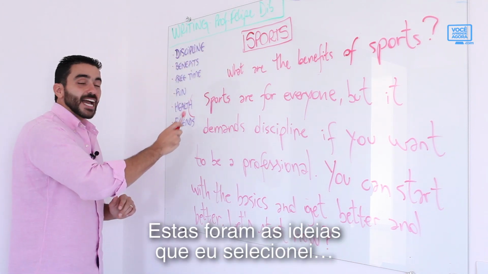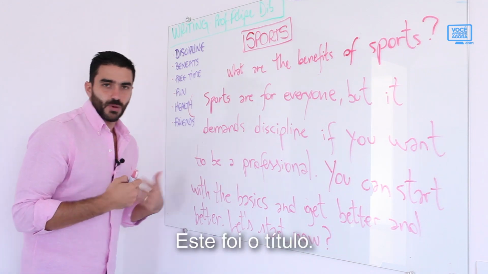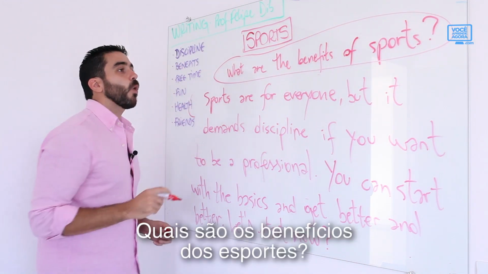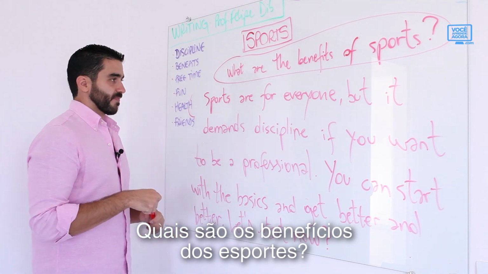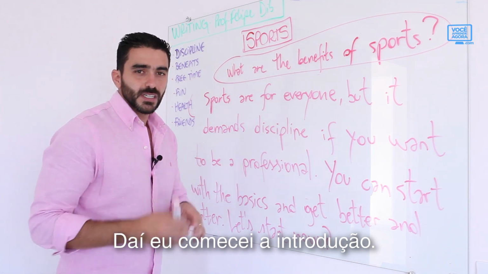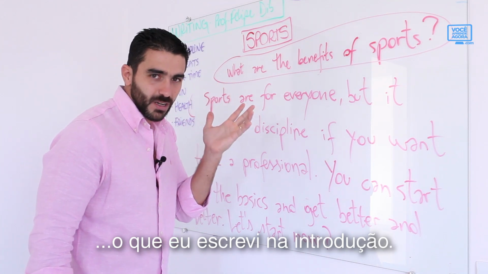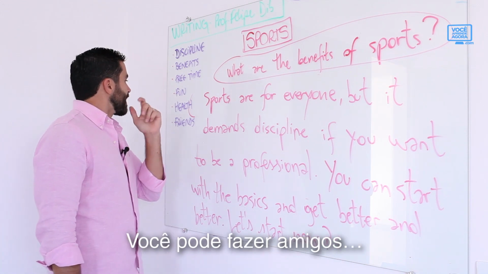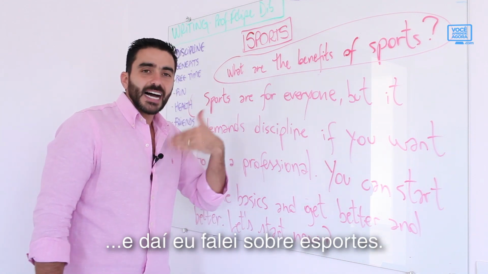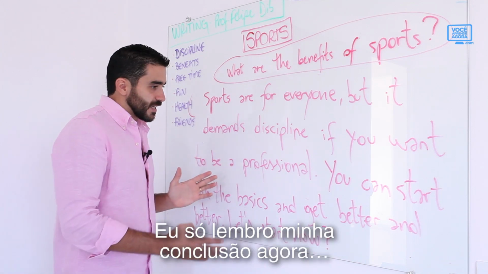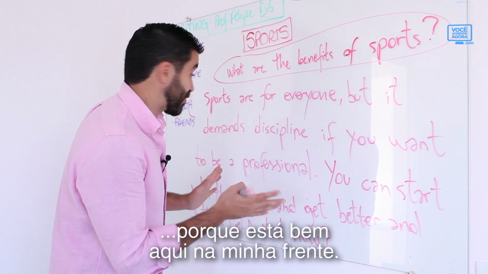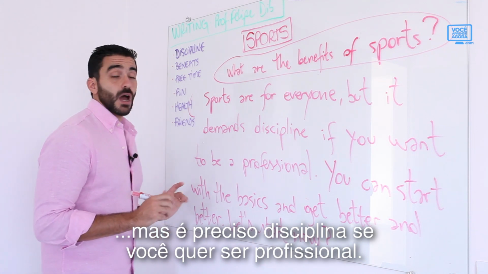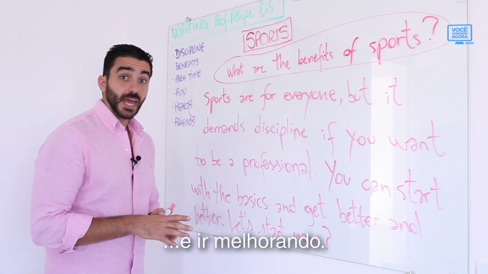Here we go. These were the ideas I selected to write my article, to write my text, my composition. This was the title: What are the benefits of sports? And then I started the intro. I can't remember exactly what I wrote on the intro, but I said, sports are great. You can make friends, you can improve your health. And then I talked about sports. And I only remember my conclusion now because it's right here in front of me. In this conclusion I said, sports are for everyone, but it demands discipline if you want to be a professional. You can start with the basics and get better and better.